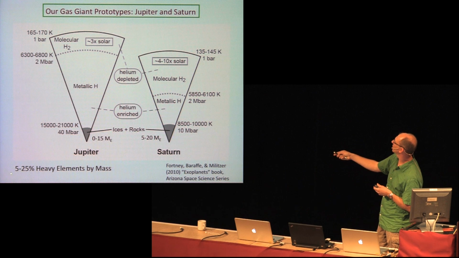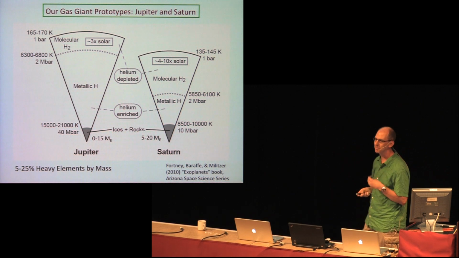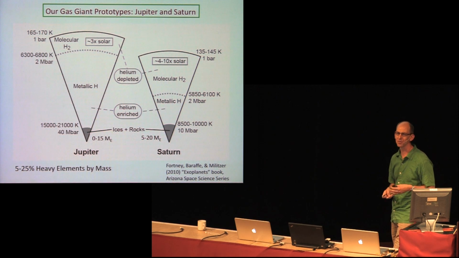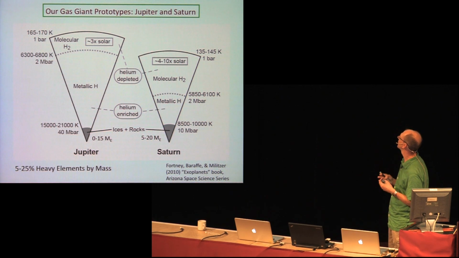I'll talk a little bit about why this might be a more complicated topic than that. But on the whole, Jupiter is about 5 to 10% metals. Saturn's about 15 to 25% metals. So you should think of these objects as being metal enriched. You shouldn't just think of them as being pure hydrogen helium objects.